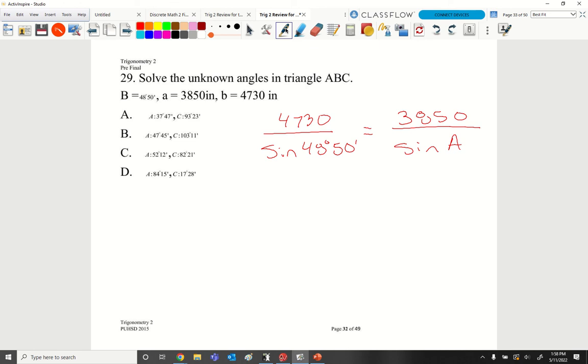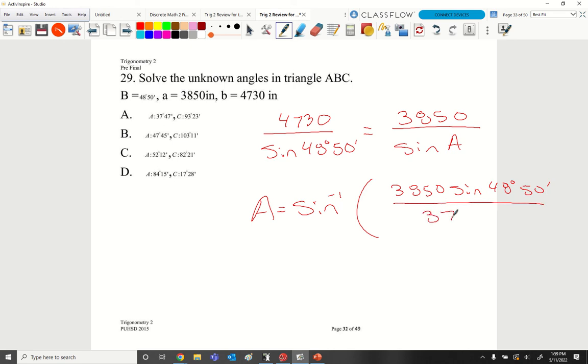So let's go through and do the cross products. For the sake of time, I'm gonna jump ahead. So do the cross products, and then we're gonna end up with A equals inverse sine of 3850, which gives 47 degrees 30 minutes.